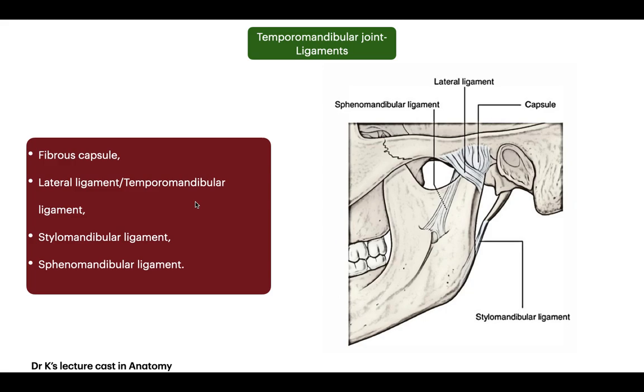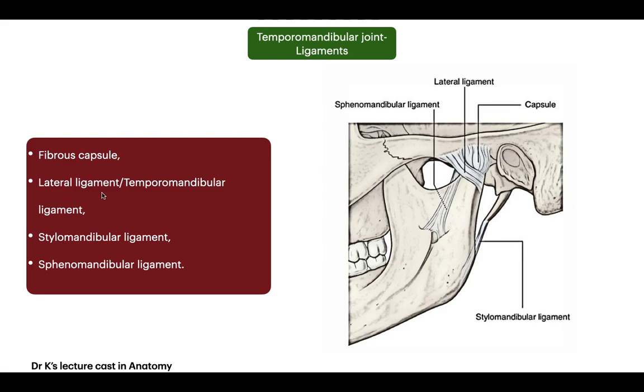The next point to be mentioned whenever we describe any joint is the ligaments. The main ligament is a fibrous capsule, made up of fibrous tissue. This main capsule almost covers and lines the entire joint cavity.